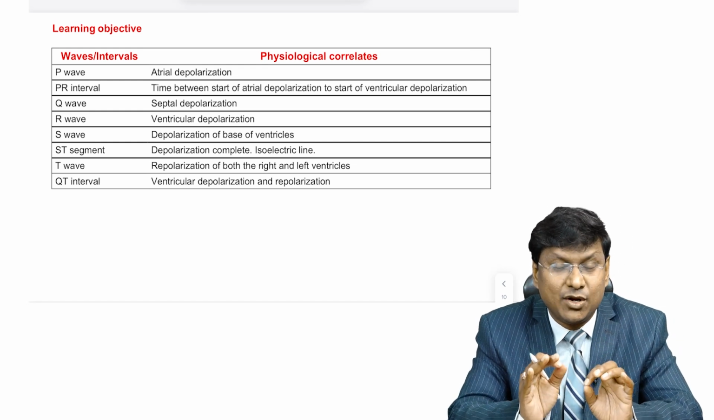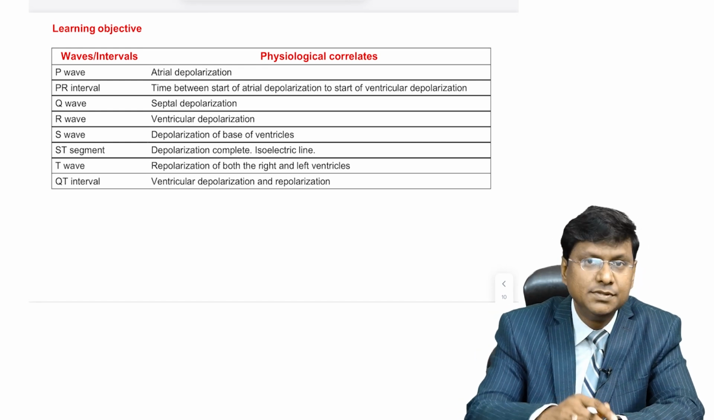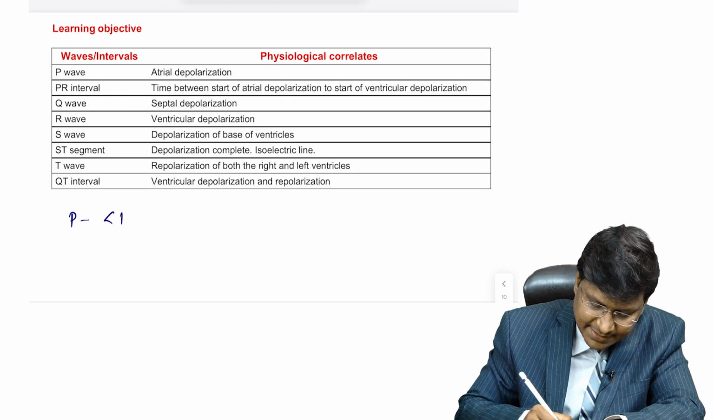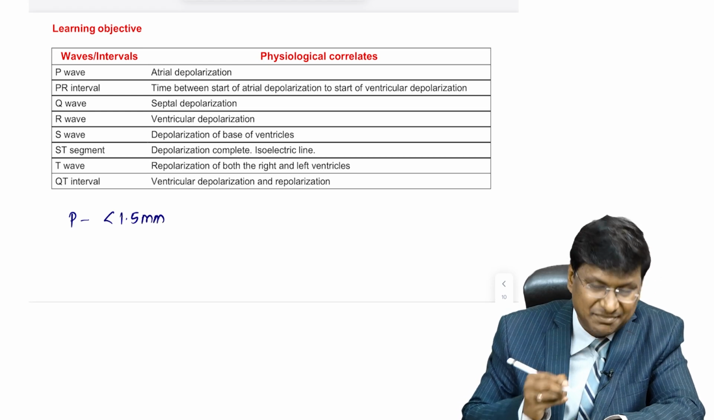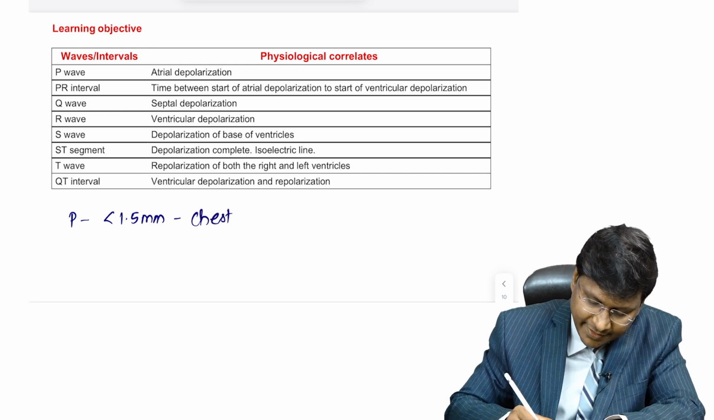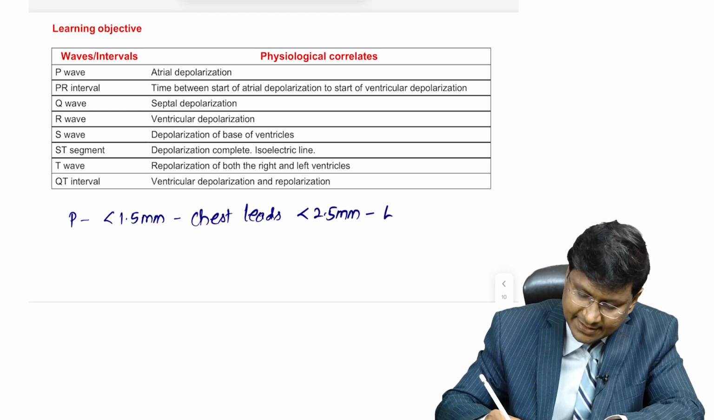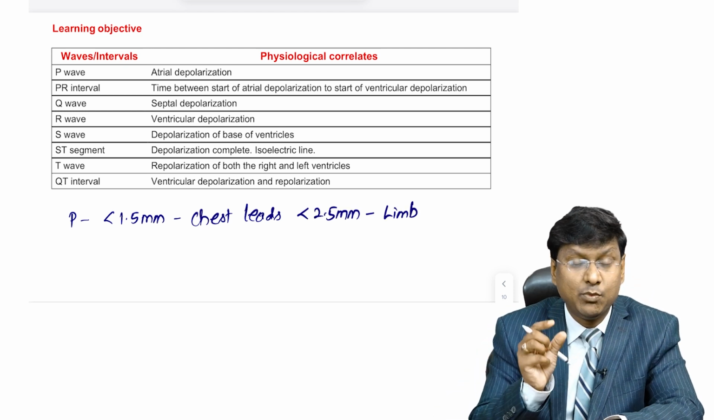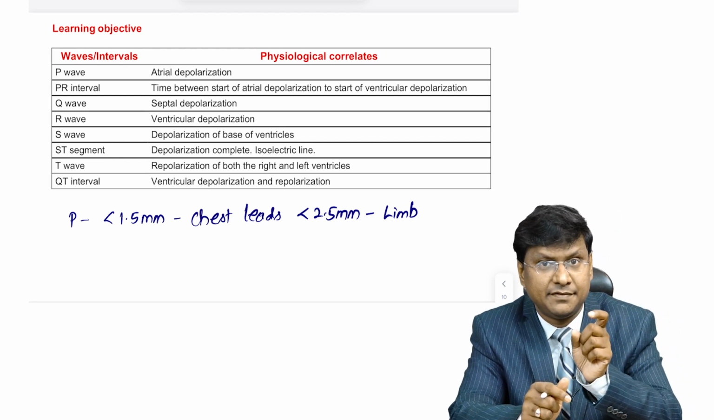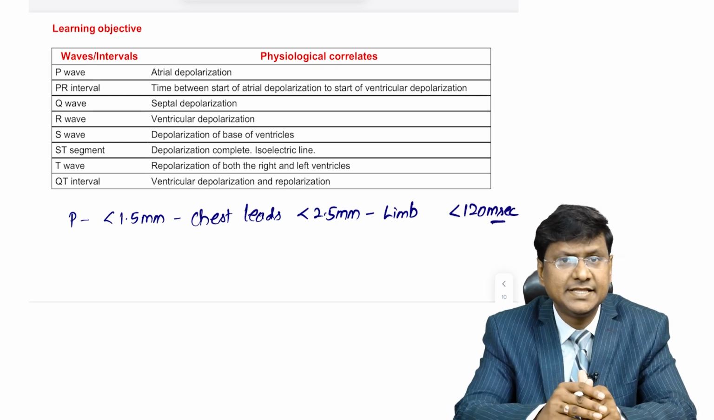So at this juncture, I'll also tell you about the normal values or normal dimensions of these waves. The P wave normal dimension is less than 1.5 mm in amplitude in the chest leads, right? And it is less than 2.5 mm in the limb leads, right? And what should be the duration of the P wave? It should be less than 120 milliseconds. That is about the P wave.